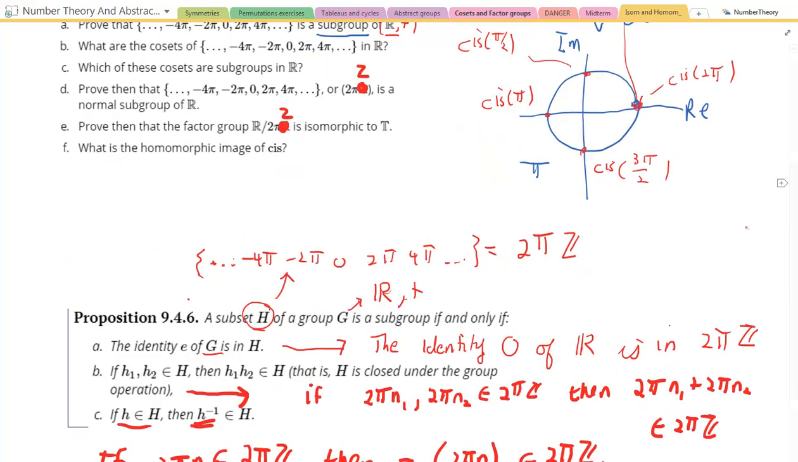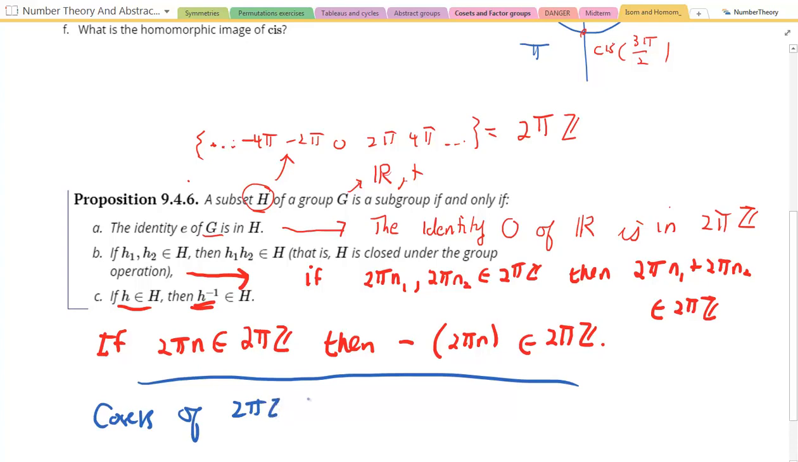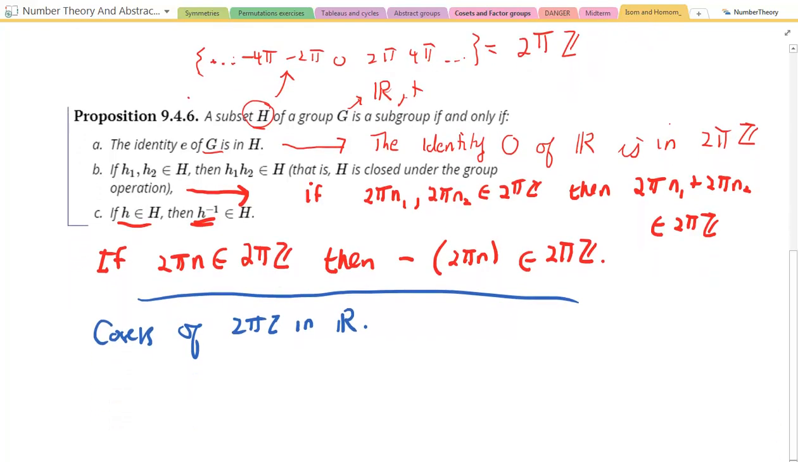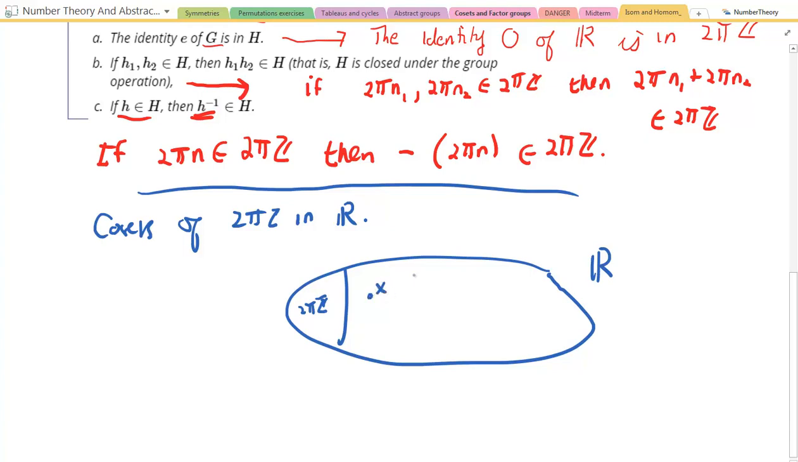In our case, let's switch back to blue. What we want are the cosets of 2 pi z in R. To get those, let me draw the schematic picture again. This is my schematic picture of R, and 2 pi z is in here somewhere. Now you have to take something that's not in 2 pi z. Let me call it x. It's a real number.